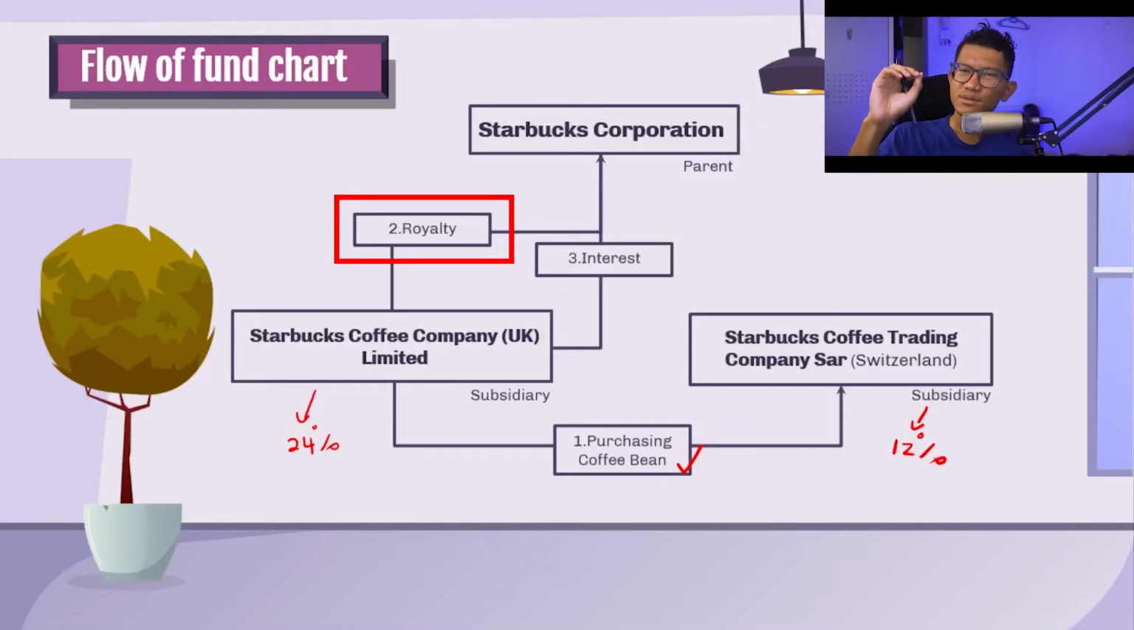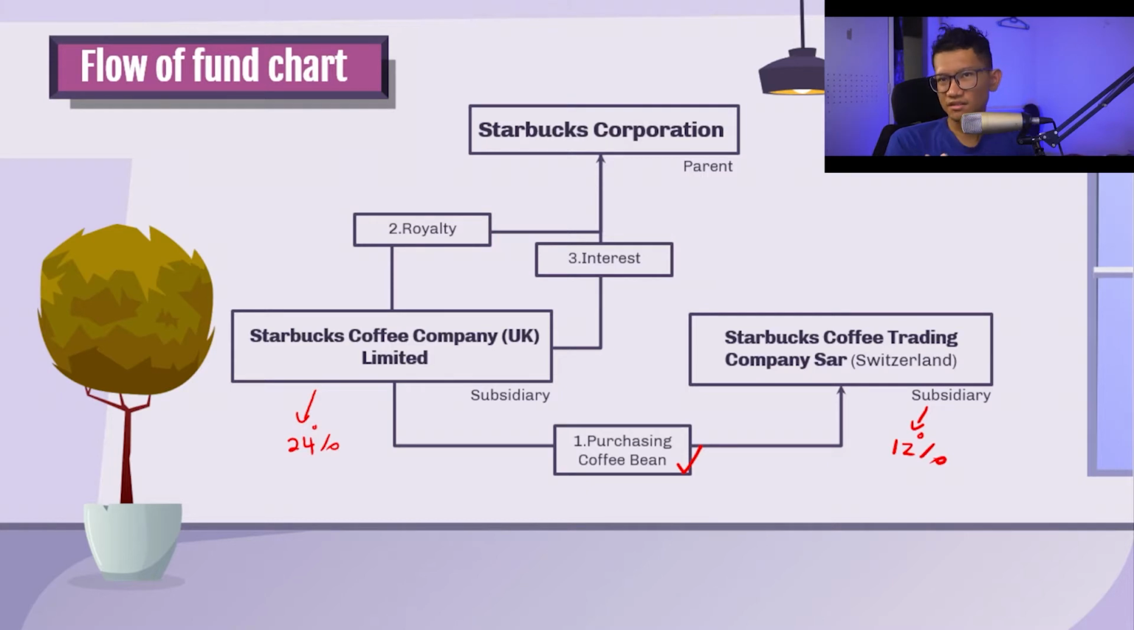The next strategy is paying royalty. The UK subsidiary needs to pay royalty to their parents in the US, and the royalty is 6% on sales. And for your information, US tax rate is relatively low compared to the UK, so it will benefit the overall organization.